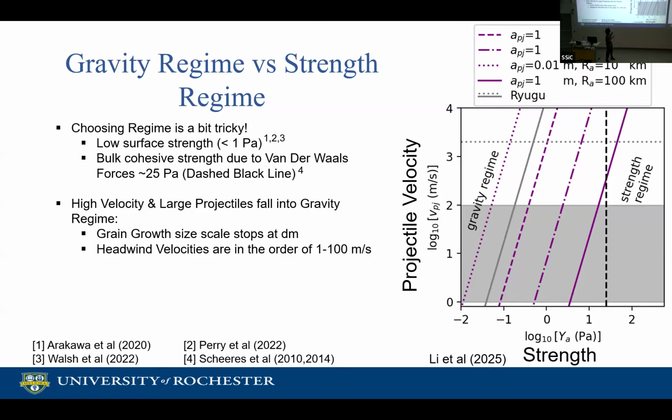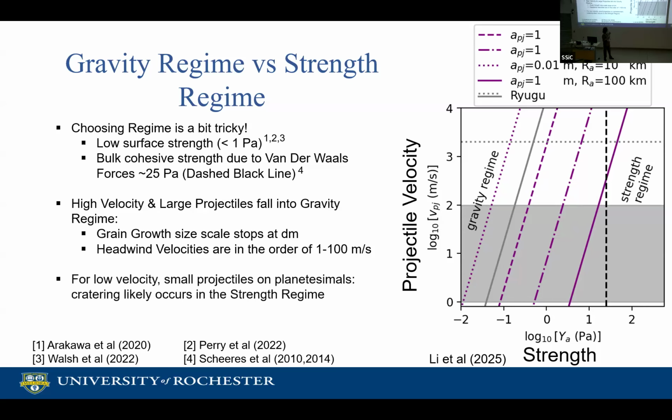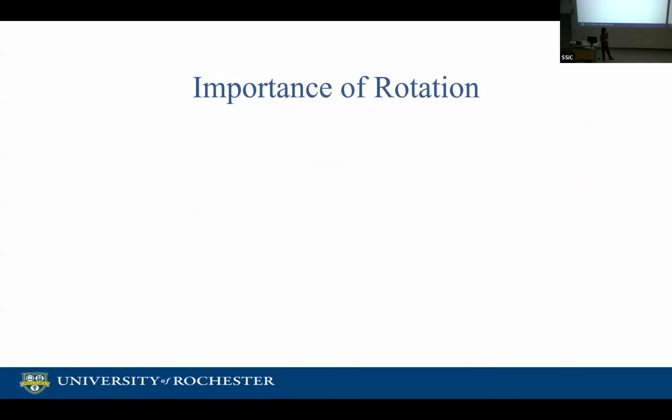So this is for when you have a projectile at some radius and you're decreasing that radius, that's going to shove the regime transition point over to lower surface strengths for planetesimals. So for low velocity, small projectiles on planetesimals, cratering is likely to occur in this strength regime as opposed to the gravity regime that we see in these artificial impacts.